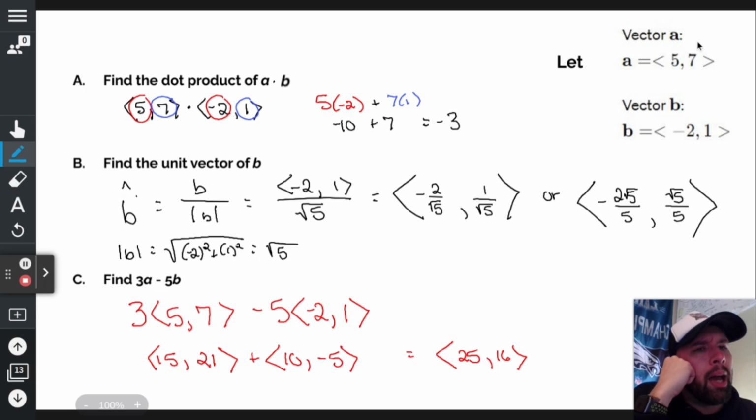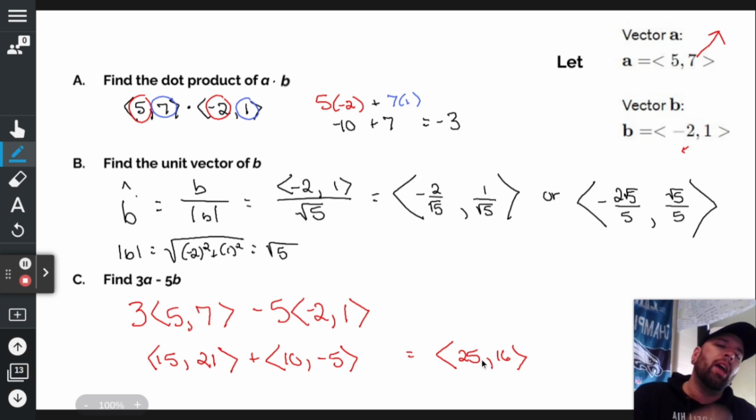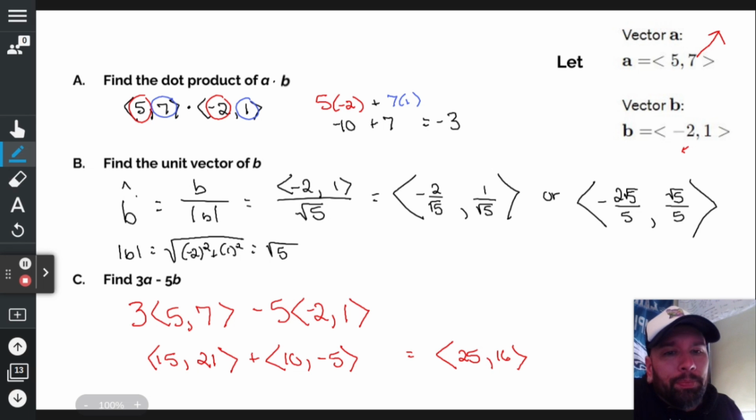So A, when drawn out, gives you something that looks like this, but much longer. B, when drawn out, gives you something that looks like this. So basically what they're saying is if you took 3 of these guys, boom, boom, boom, where you can't see, and then subtract, which means go more in that direction, 5 of those guys, where are you going to end up? You're going to end up at 25, 16 away from the origin. So now you know why you did what you did.